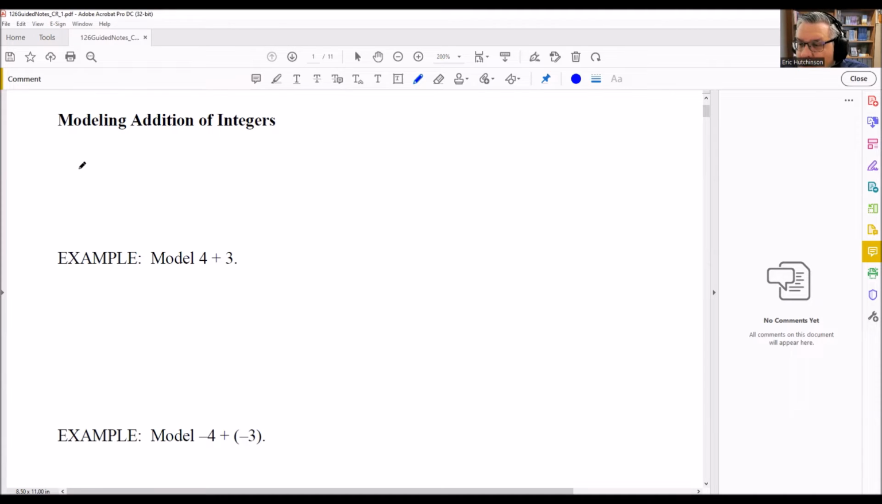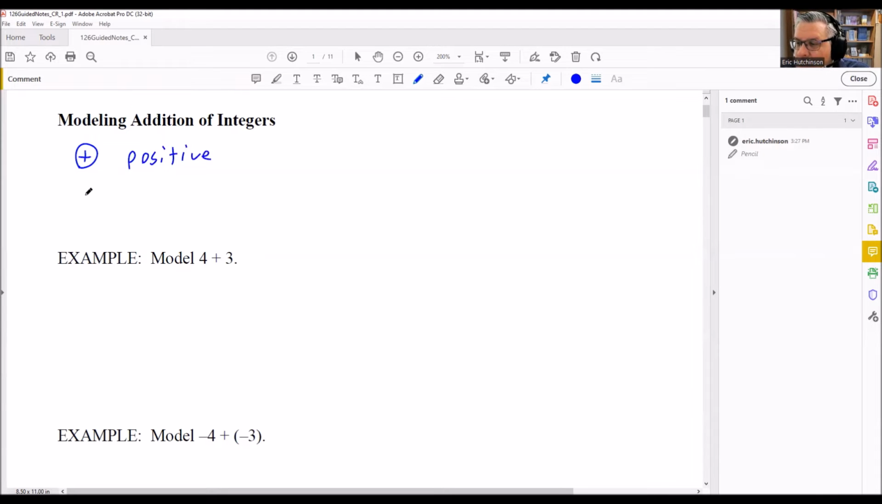So first of all, a circle with a plus in it, like that, is going to represent a positive, and a circle with a negative inside is going to represent a negative. So when we model something like this, we're either going to put plus or minus depending on if the number is positive or negative. So for example, let's say we want to model 4 plus 3.